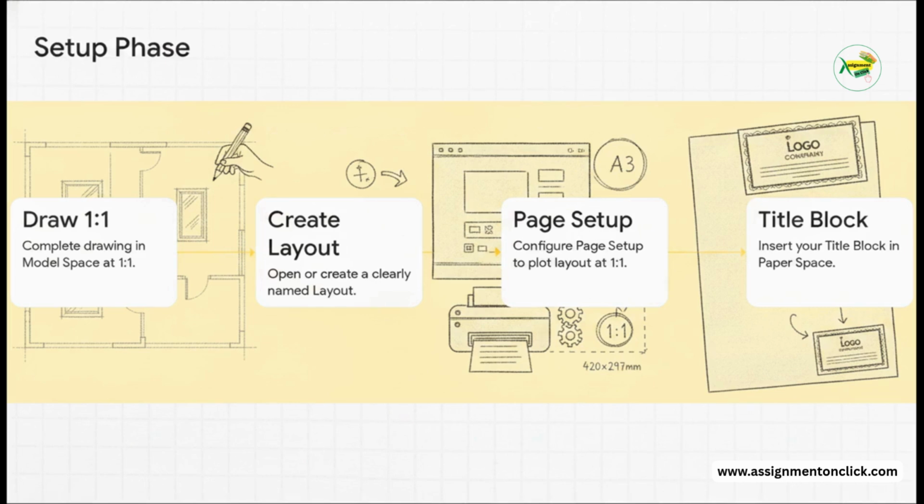Take your time here, guys. You want to choose your printer. Pick your exact paper size, let's say A3, which is 420 by 297 millimeters, and make sure your layout plot scale is set to 1-to-1. Since paper space represents the literal paper, it has to print at its real size. Finally, just drop your standard title block directly into paper space.